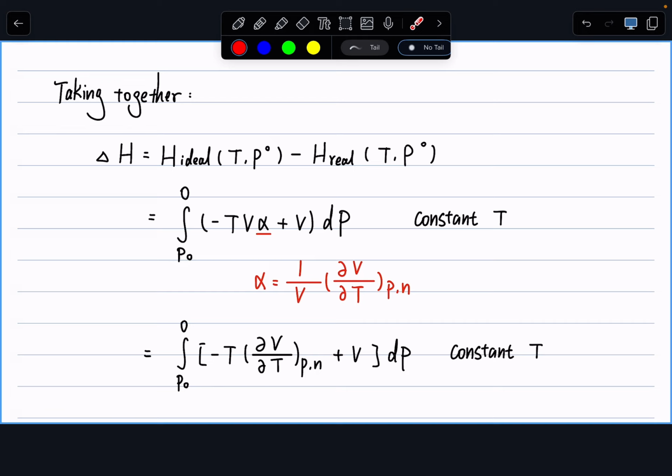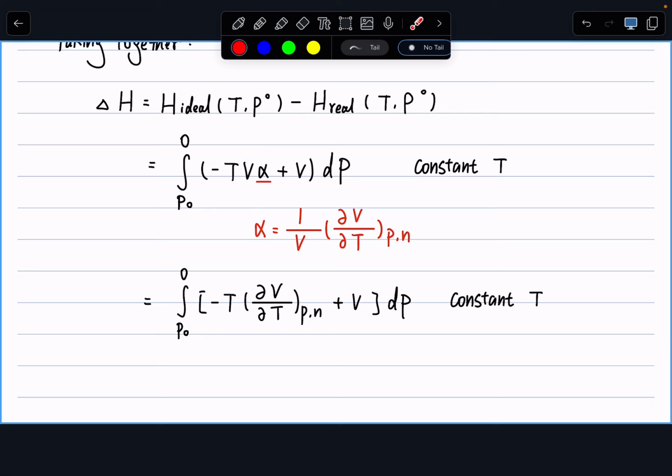Initial state is P naught. Final state is 0. Here we know that alpha equals 1 over V, partial derivative of V over T at constant P. Or you can simplify this into here because the volume and volume cancel out. So a small simplification. And this integral will be solvable if we know what the equation of state is. This one is telling us that my final state is ideal gas, my initial state is real gas. If you want to transfer an ideal gas into real gas, basically just do it reversely. Add a negative in the front.